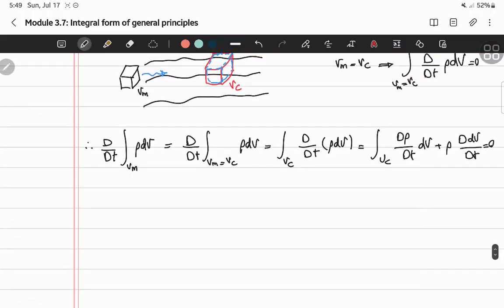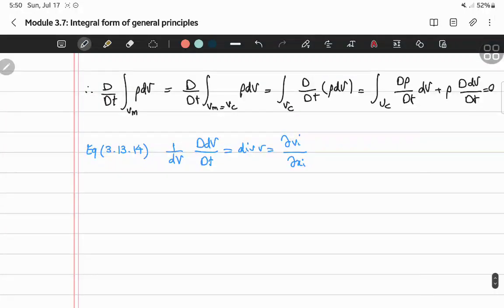So we also know from previous modules, and also from equations 3.13 and 3.14, that (1/dV) d(dV)/dt is equal to the divergence. So we can replace this one. It's the divergence of v, or the partial derivative of v_i with respect to x_i, and this is the velocity. Remember, this is not v, so this capital V is the volume.